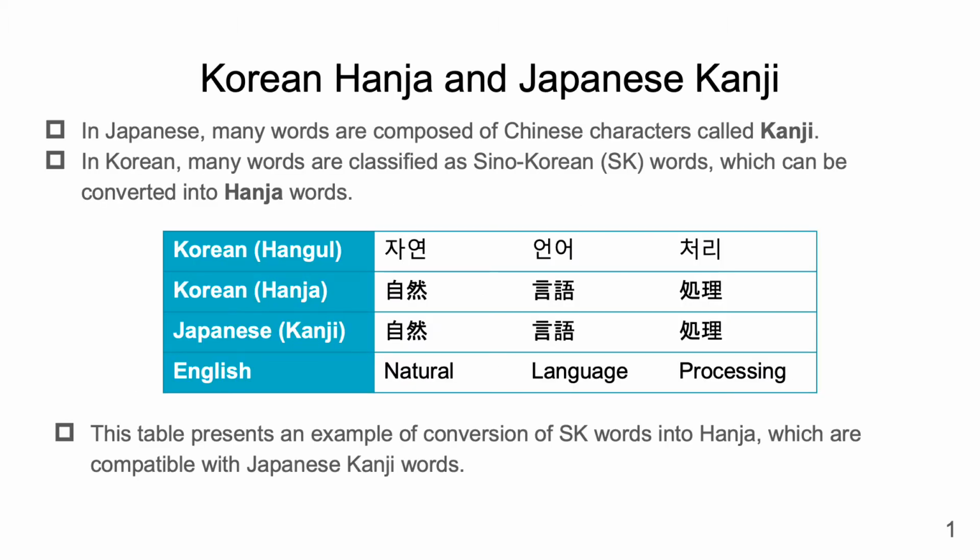At first, I'd like to explain about Korean Hanja and Japanese kanji. In Japanese, many words are composed of Chinese characters called kanji. And also, in Korean, many words are classified as Sino-Korean words, which differ from Korean words of Chinese origin, and they can be converted into Hanja words. I summarized an example of conversion of SK words into Hanja in this table, and they are compatible with Japanese kanji words.